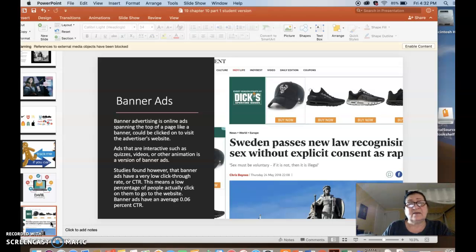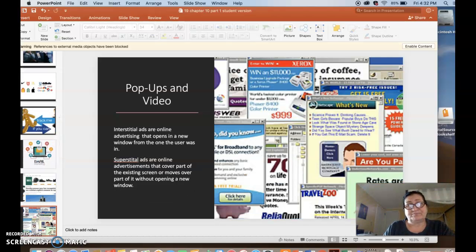Banner advertising is the type of online ad that spans the top of a page. It is very popular nowadays. It includes many different forms, of quizzes, videos, animation. Studies have found that banner ads have a very low click rate, though. This means that a low percentage of people actually pay attention because we become desensitized. So banner ads have an average of 0.06% CTR.